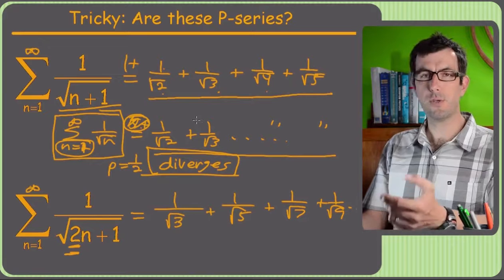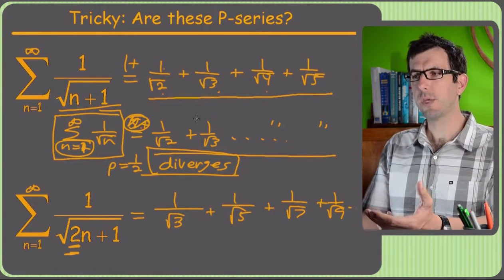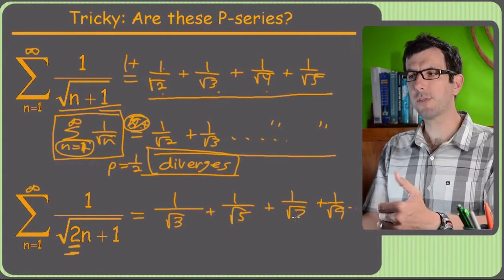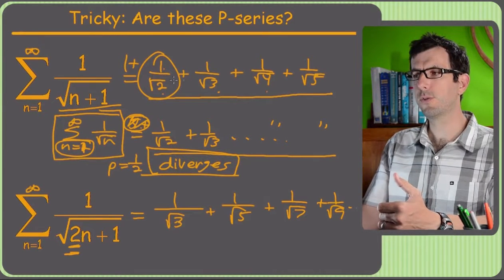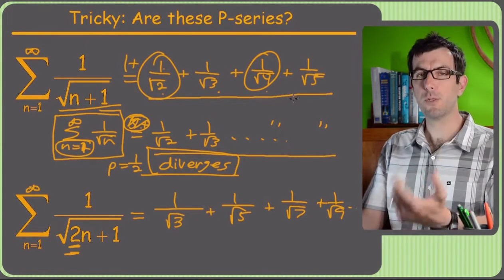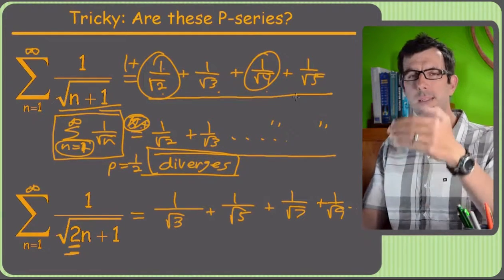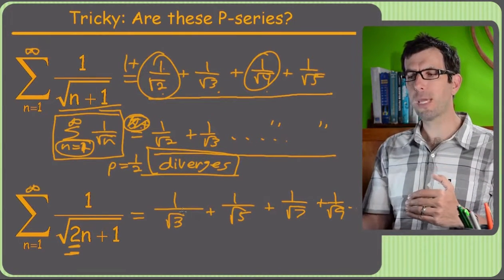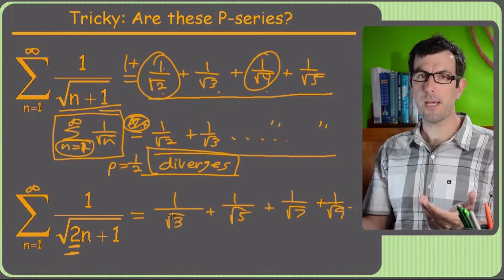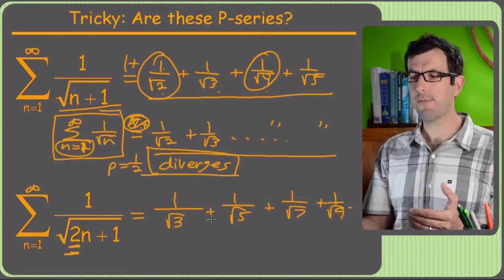There's no standard p-series that we can find that will exactly match these terms, because we're missing the root 2 term, we're missing the root 4 term, missing the root 6, the root 8, the root 10, the root 12. We're missing all those terms, so it's not an exact match, and therefore we can't really say by the p-series test whether this one converges or diverges.